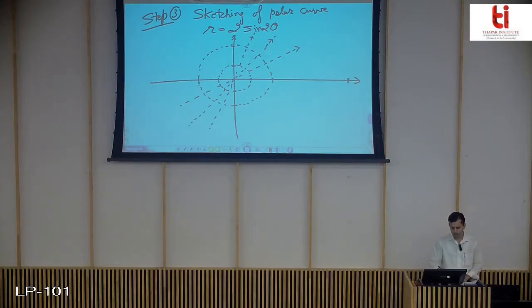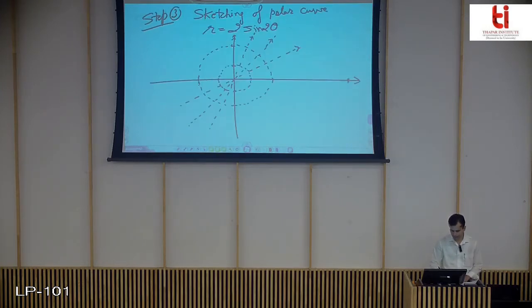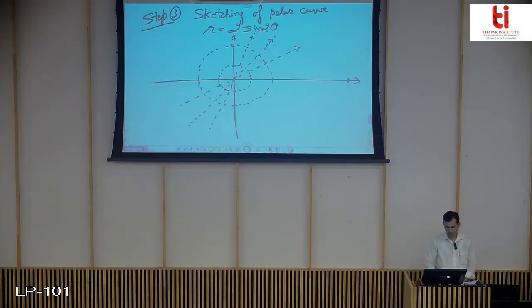For theta 0, the value of r is 0. Theta 0, r is 0. So here it is at the origin. Now theta 30 degree, it is 1.7. So up to here it is 1 unit. This is the array of 30 degree. Here it is 1 unit. Half is somewhere here, and 1.7 is approximately somewhere here, just more than 1.5.